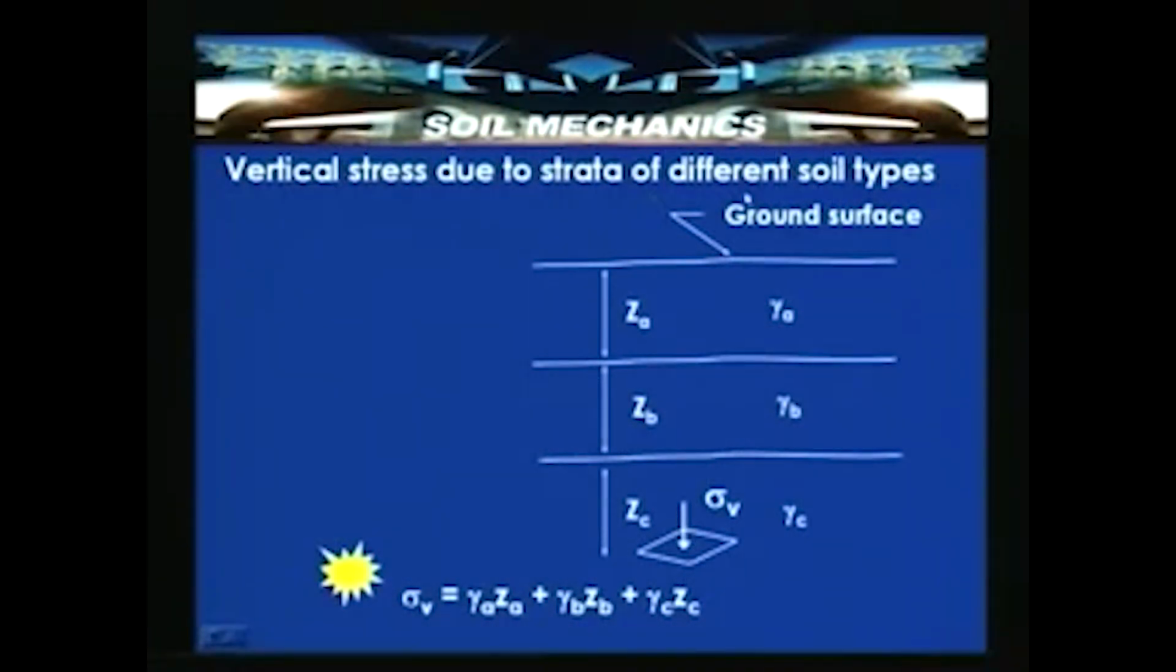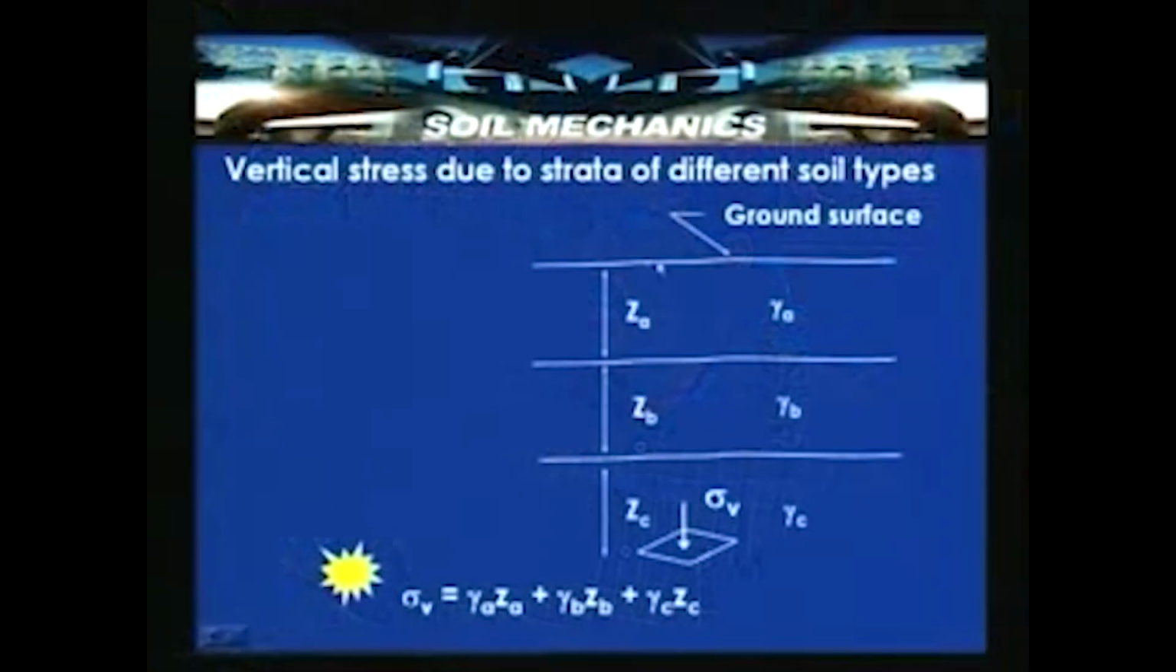Now, vertical stress due to strata of different soil types. Suppose you are having a stratification, like layers which are deposited of thickness Z1, Z2 and Z3 and having unit weights gamma 1, gamma 2, gamma 3. Suppose you are required to determine the stress at a certain depth Z below the ground surface, then we have to follow this particular procedure. That means here the unit weights are referred to as layer A, gamma A and ZA, gamma B and ZB, and gamma C and ZC.